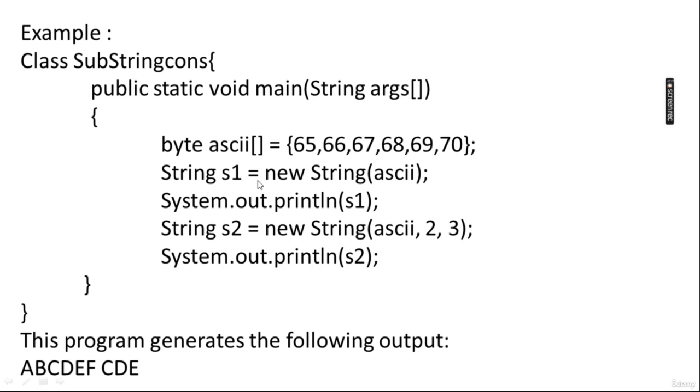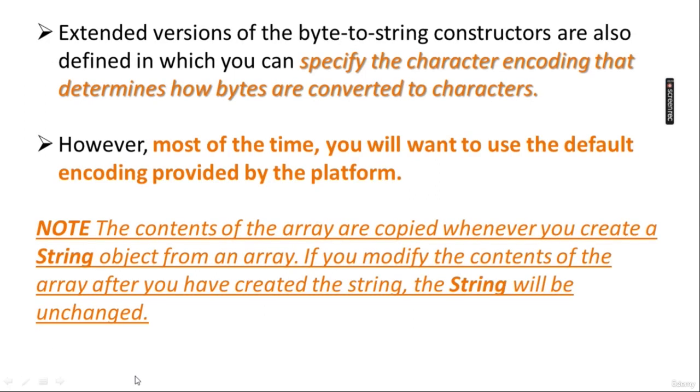Then I'm creating a new string s2 is equal to new String ASCII from 2 to 3 characters, and I'm printing System.out.println s2. So for the string object s2, I am creating a string from the ASCII array from 2 to 3. Index number 2 is 67, that is ASCII character capital C, 3 characters C, D and E. So it will display C, D and E.